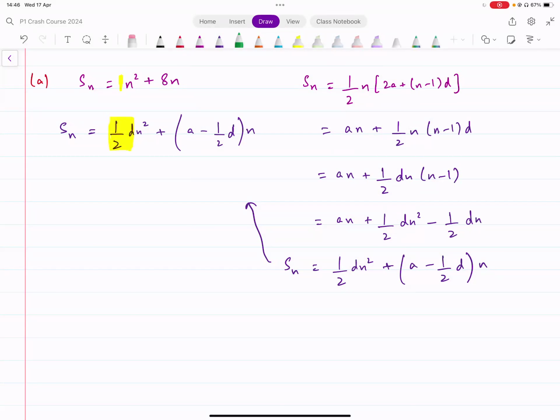So you can compare the two and say half d should equal 1, and that gives you d equal to 2. And similarly, the coefficient of n there is 8. The coefficient of n that you have is a minus half d. You compare these two as well. You say a minus 1 over 2 times d should equal 8.